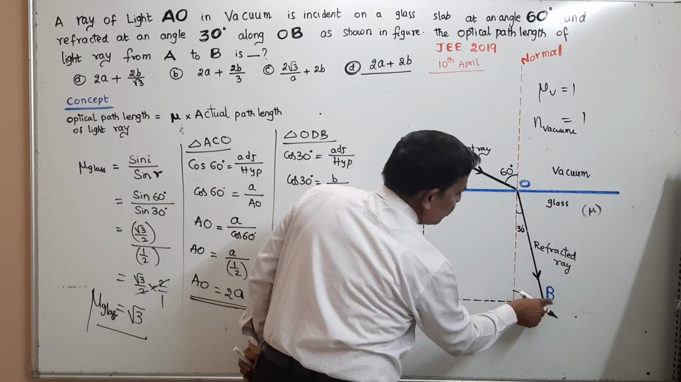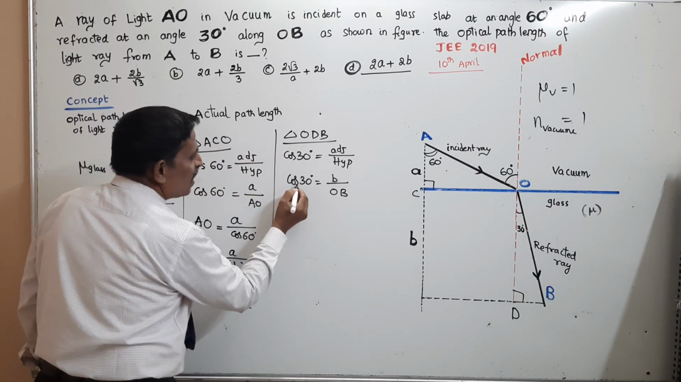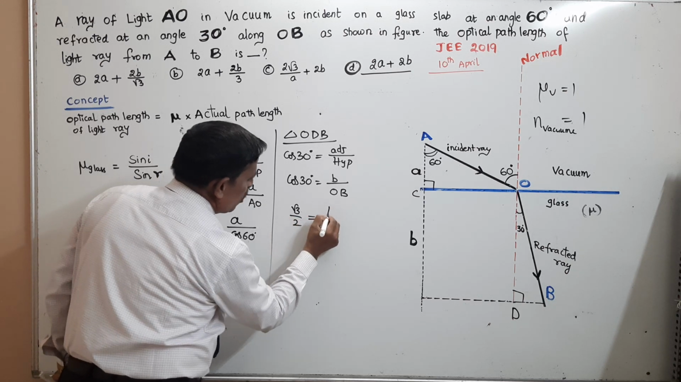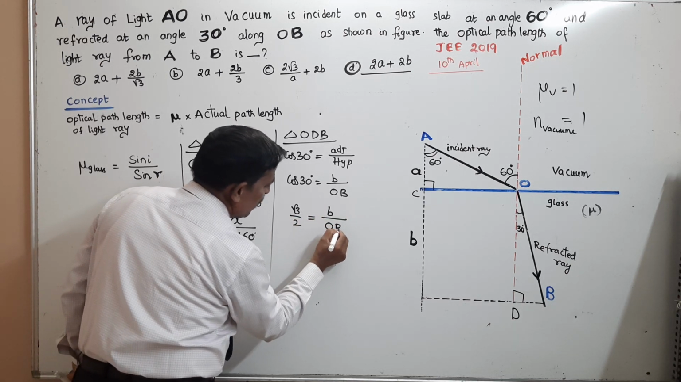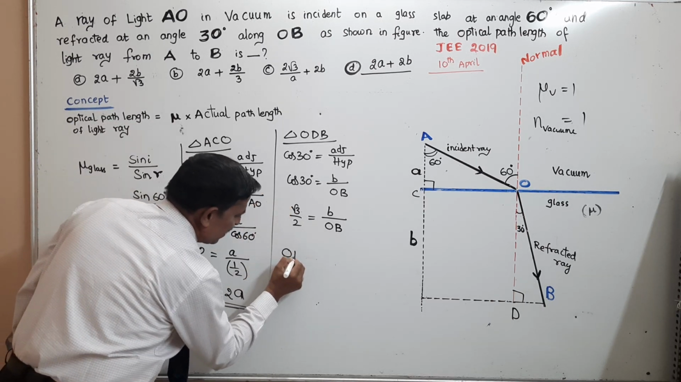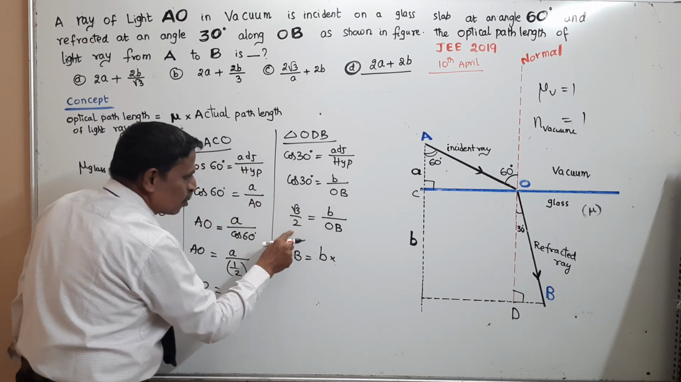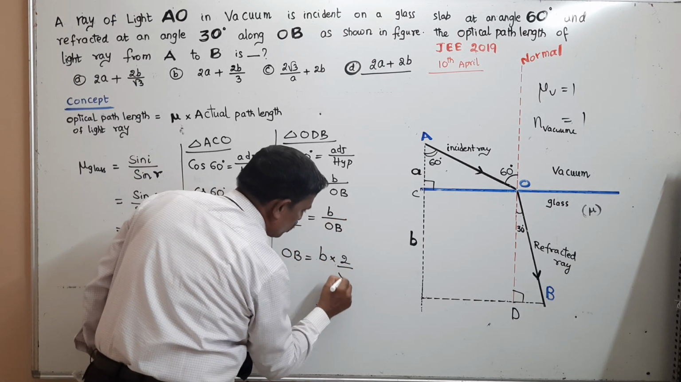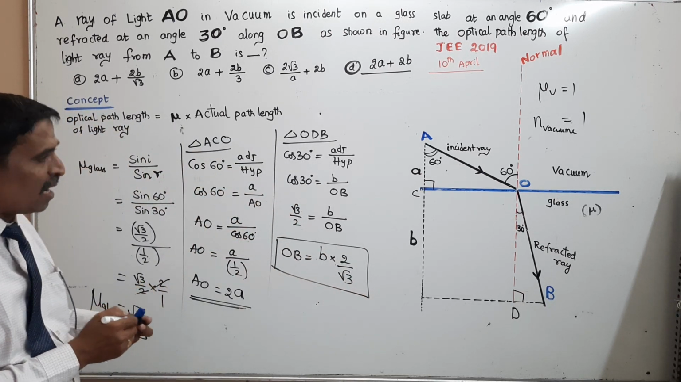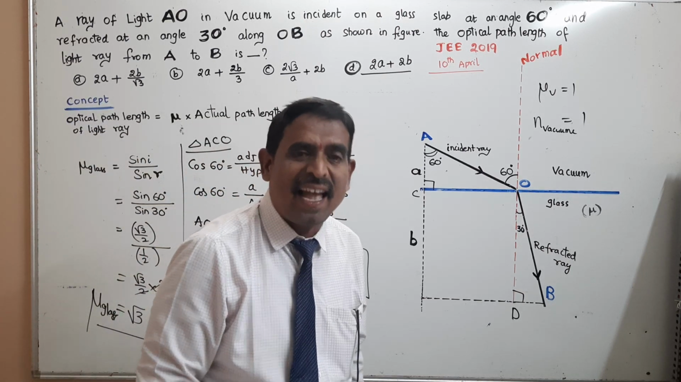Hypotenuse means OB. Cos 30, root 3 by 2, is equal to b by OB. Now OB comes to the numerator. OB is equal to b into 2 by root 3, that is 2b by root 3. Now they are asking for the optical path length.